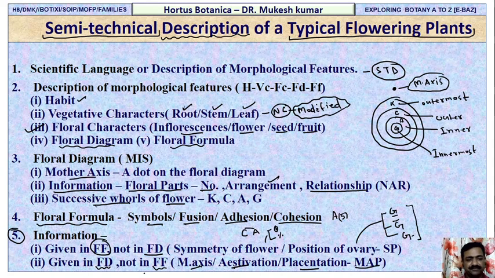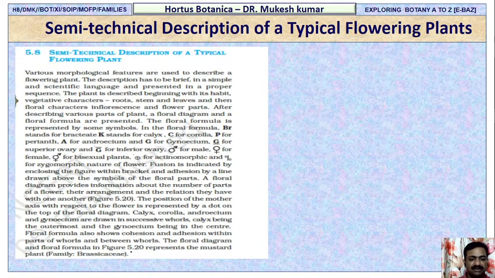These are the important five pieces of information from your semi-technical description of a typical flower. So questions will come from this fifth part. This is very important. Question may come from this one. This is all the information given in NCERT, what I told you.